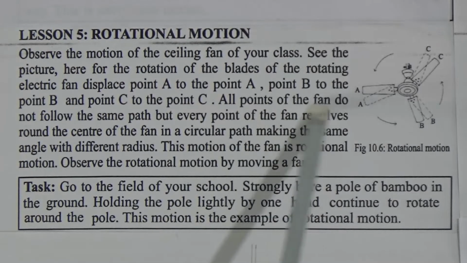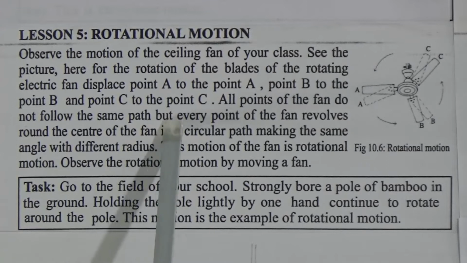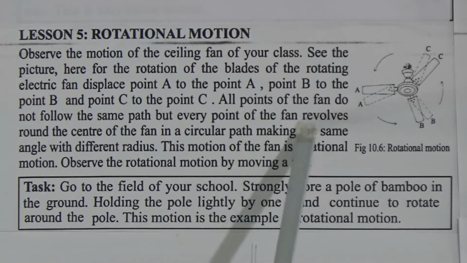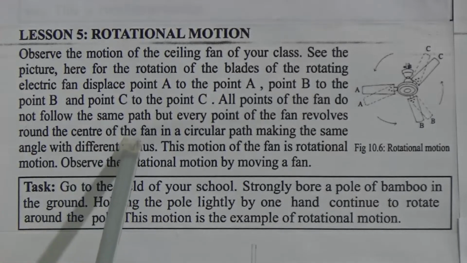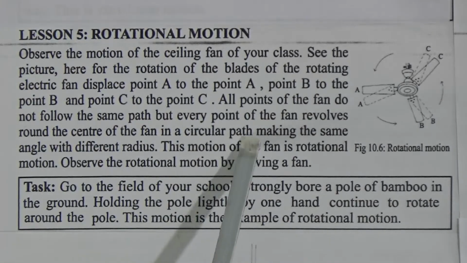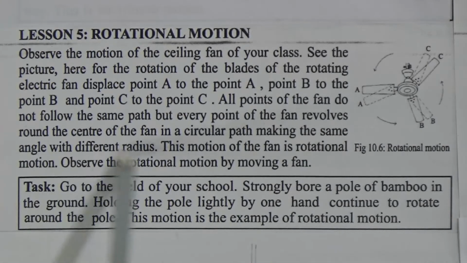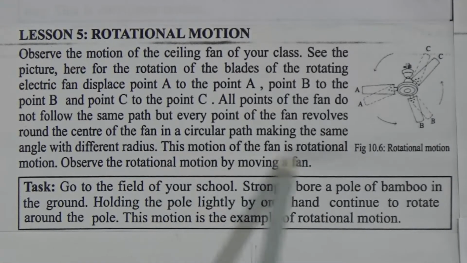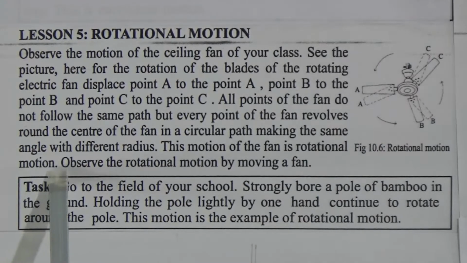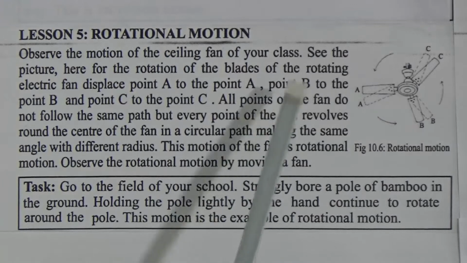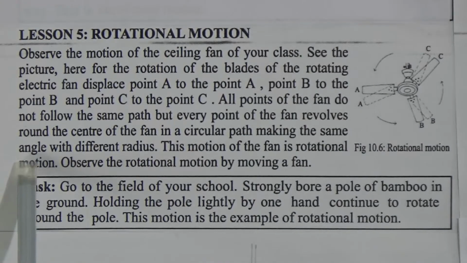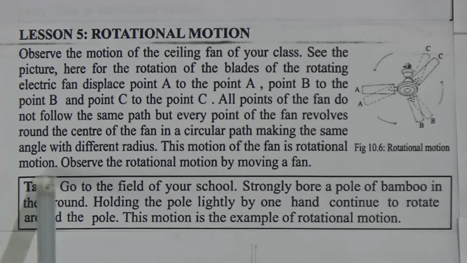All points of the fan do not follow the same path, but every point of the fan revolves round the center of the fan in a circular path, making the same angle with different radius. The motion of the fan is rotational motion. That means if all the points of an object do not follow the same path, but every point of the object revolves round the center of the object in a circular path, making the same angle with different radius, that motion is called rotational motion.